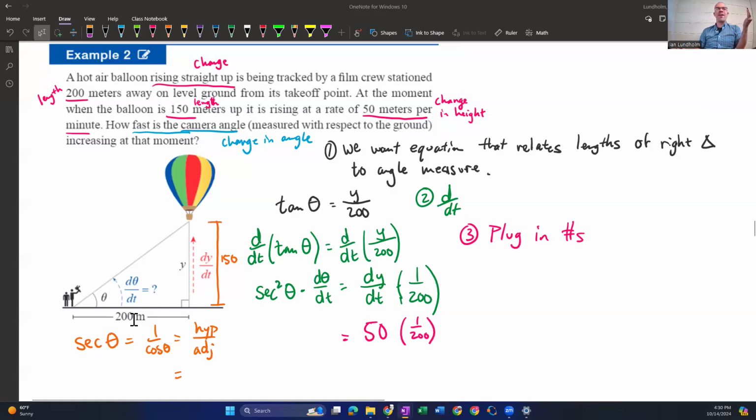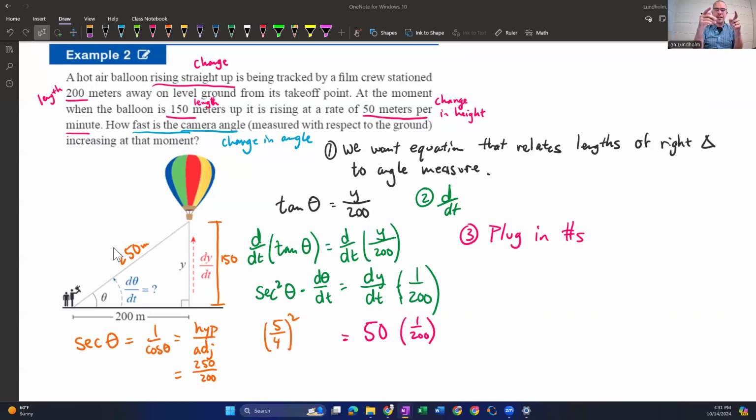This is going to be a 3, 4, 5 right triangle where the hypotenuse is going to be 250 meters. You can check that with the Pythagorean theorem, but I'm just going to say that's a 3, 4, 5 right triangle in that ratio. And so we know that the hypotenuse is 250. So we've got 250 over the adjacent leg of 200. This is a fraction that can be reduced to 5/4, so I'm just going to write 5/4 squared there for secant squared theta.